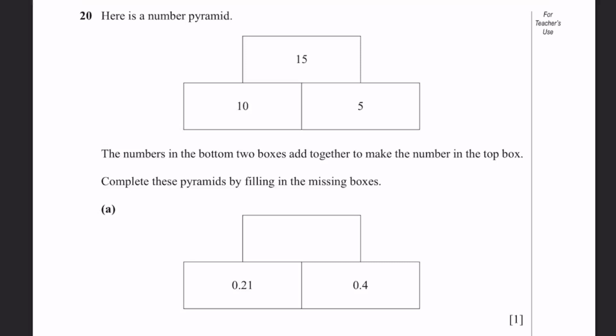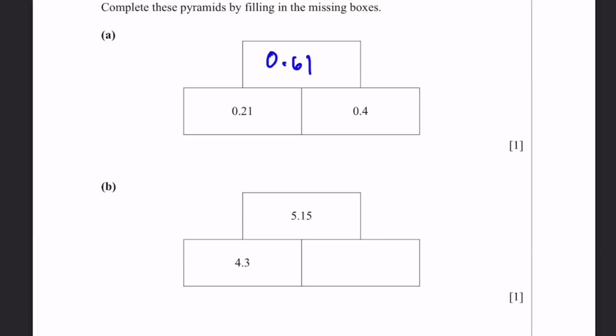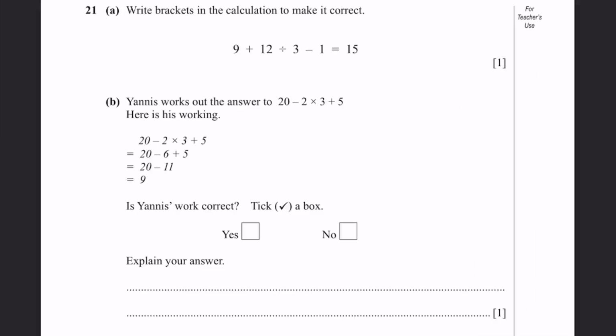Here's a number pyramid. The numbers in the bottom 2 boxes add together to make the number in the top box. Complete this pyramid by filling in the missing boxes. 0.21 plus 0.4 is 0.61. 4.3 plus dash is 5.15. So we need to subtract. 5.15 minus 4.3 is equal to 0.85. So that's the answer. Question 21.